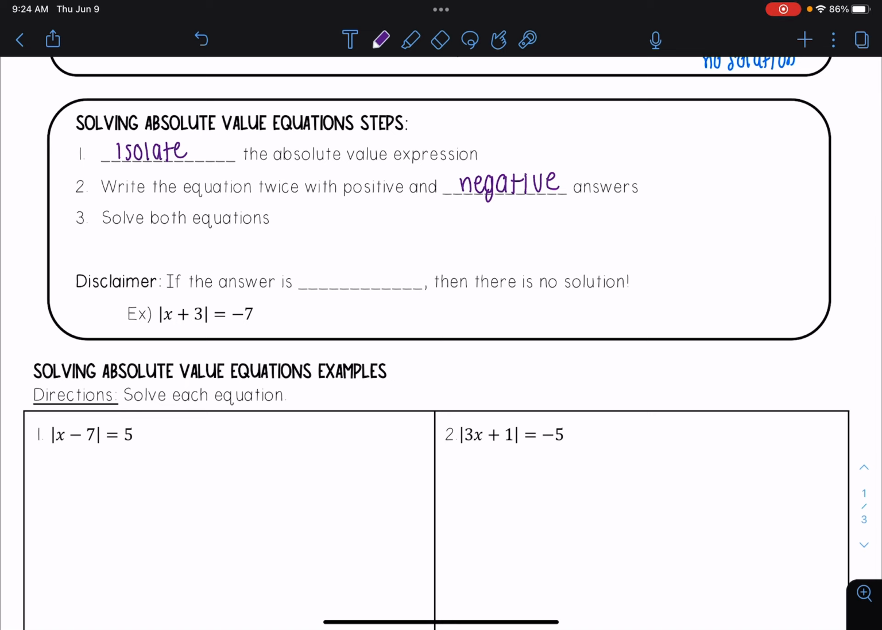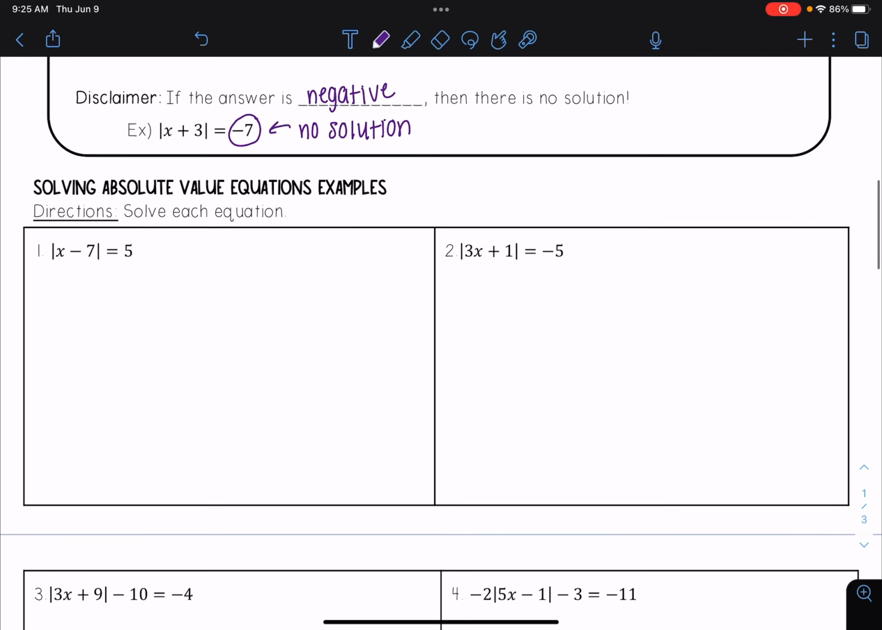And again, just a disclaimer, if the answer is negative, then there is no solution. So if on the right-hand side it's negative, then we know automatically that there is no solution. So let's go through some examples.